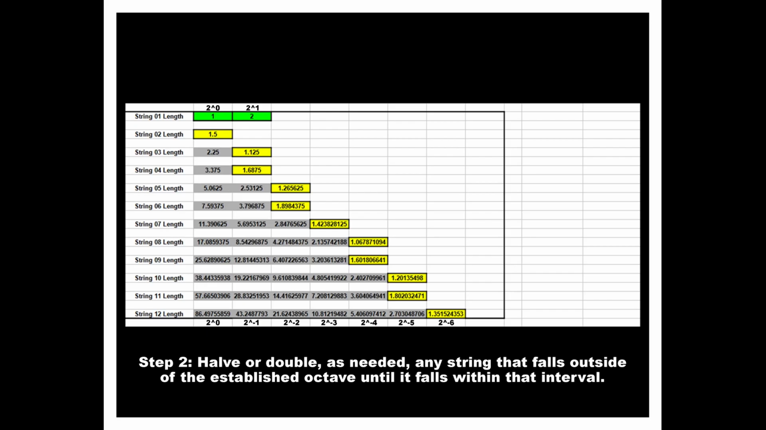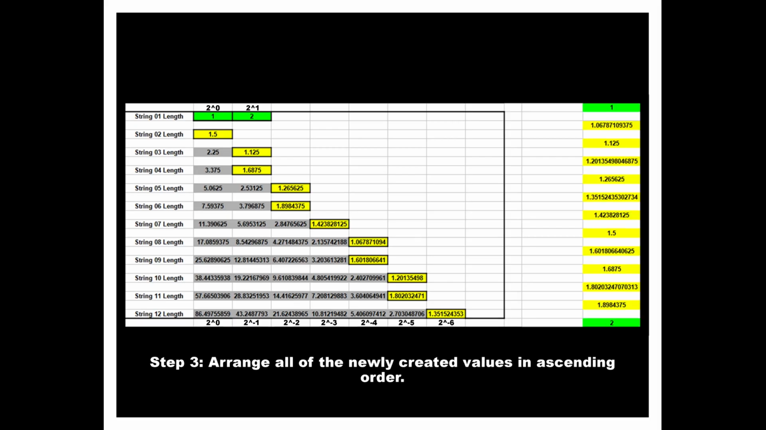Step 2, we halve or double as needed any string that falls outside of the established octave until it falls within that interval. We can see the first string, 1.5, doesn't need to be halved or doubled at all, and that's going to be true for all perfect fifths. Then from down there, we will eventually need to halve everything until it falls within that interval. Step 3, arrange all of the newly created values in ascending order.